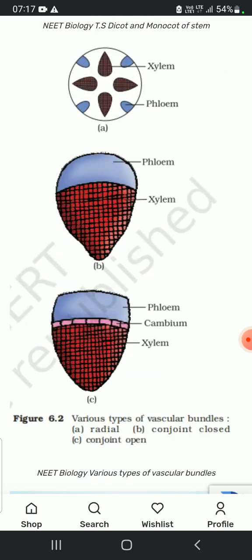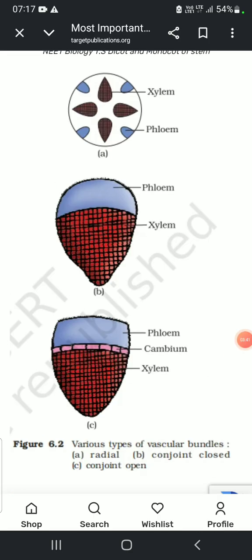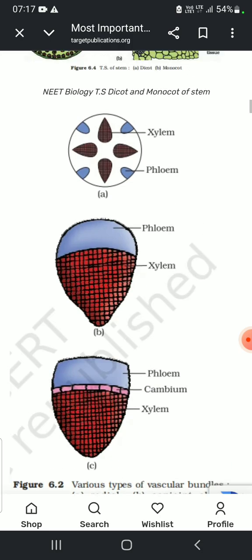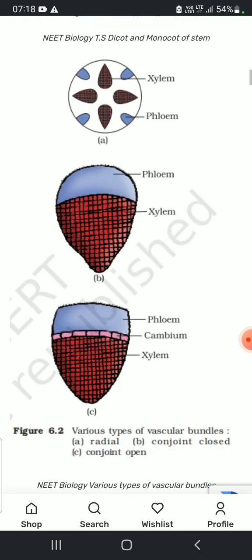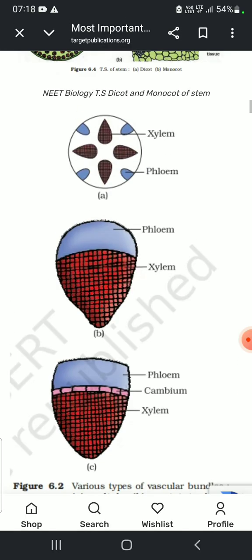So here in the diagram of vascular bundles, we can see the first one is the radial, next one is the conjoint closed, next is conjoint open. In conjoint open we can see the cambium present. First diagram can be seen in roots, second and third in stem and leaves.